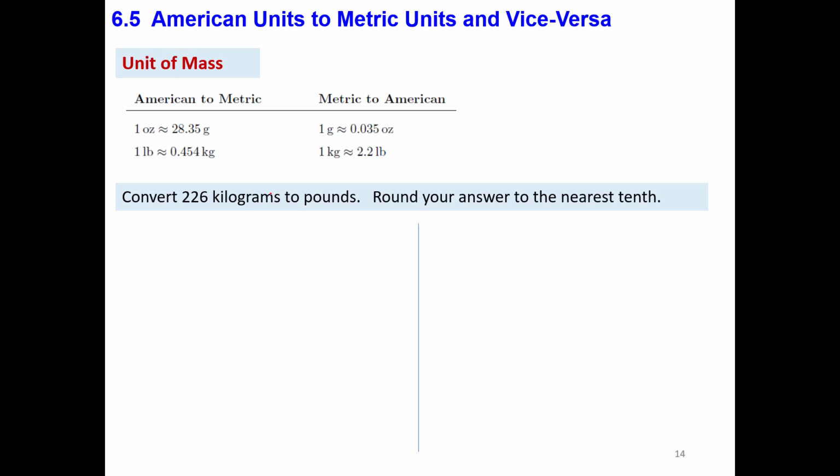We want to convert 226 kilograms to pounds, as this is the symbol for pounds. From kilograms to pounds, we can use either this, as this correlates pounds and kilograms, or we can use this one. Either way works. Let's start with the first one.